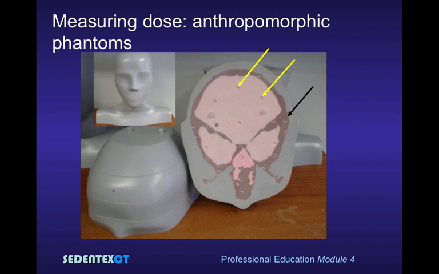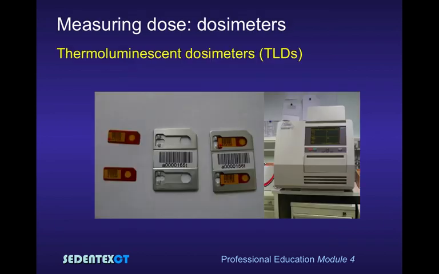Those marked in yellow lie in the region which would correspond to part of the brain. The arrow in black is pointing to a hole that's lying within bony representation of tissue. The small holes that you saw in the phantom are filled with thermoluminescent dosimeters, TLDs for short.